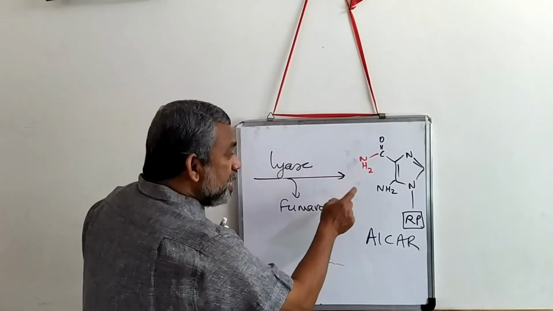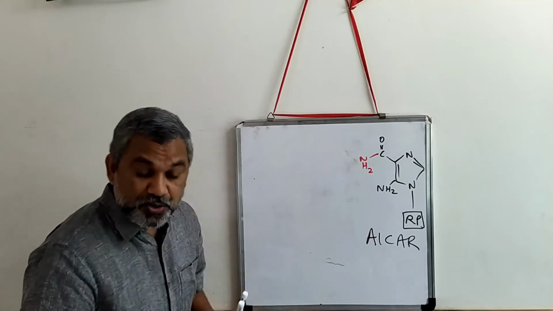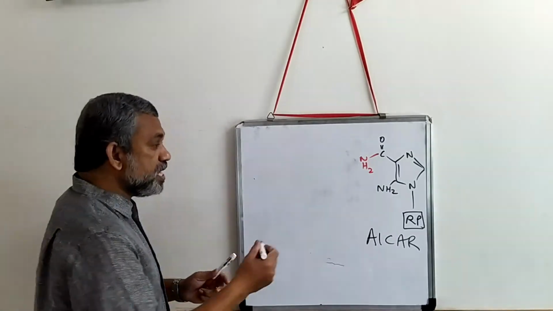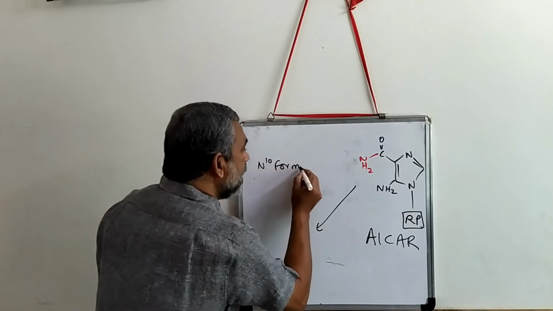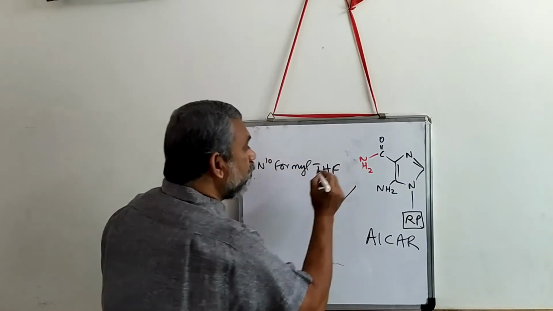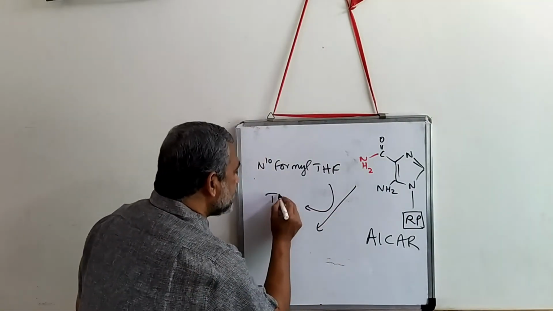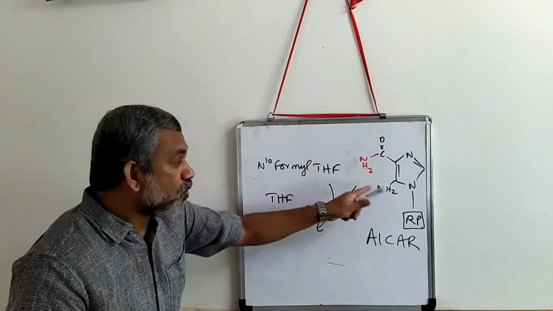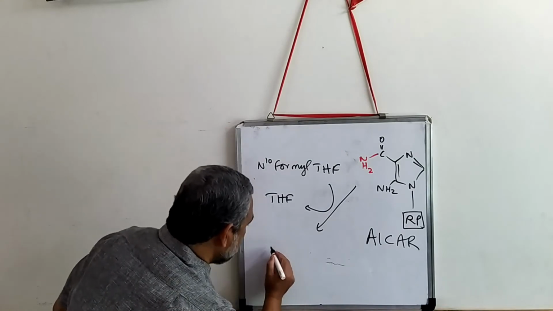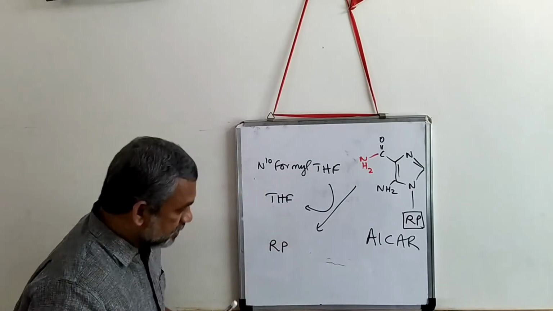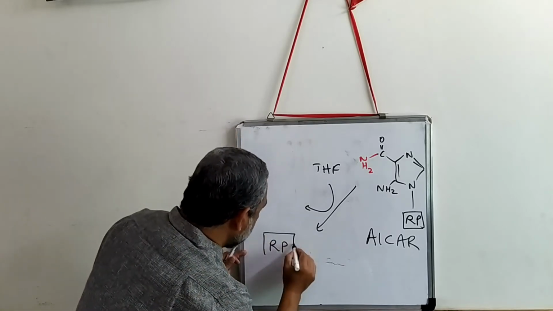So in order to introduce a carbon here, in step number 9, that carbon is contributed by N10-formyl tetrahydrofolate, which becomes a carbon donor. So tetrahydrofolate is released, a formyl group is added here. Therefore, you are going to get the product like this, RP. Let me clear a little space. You have already noted down. RP is here.